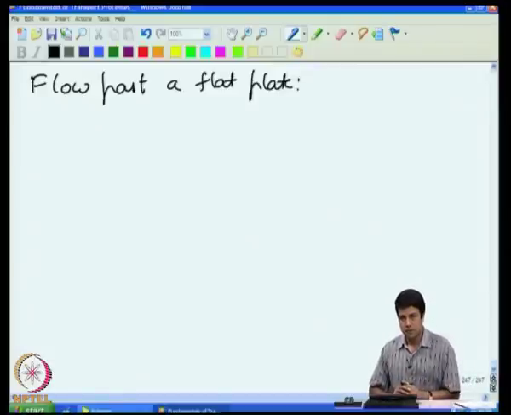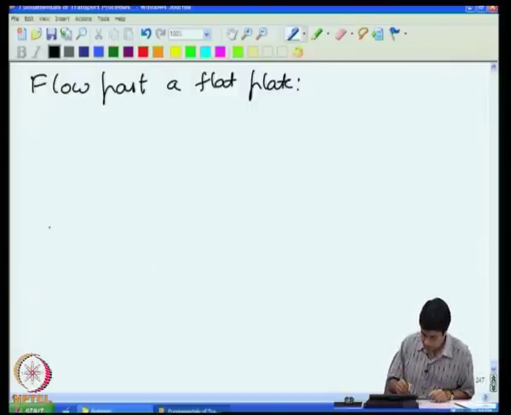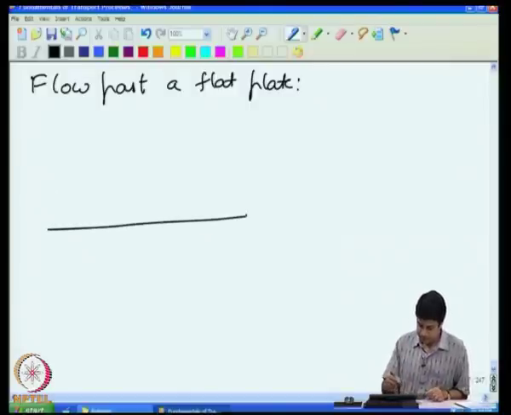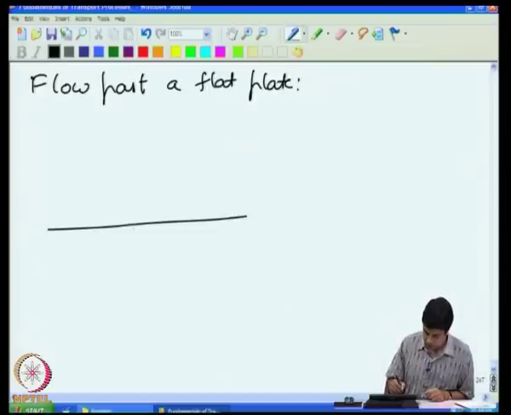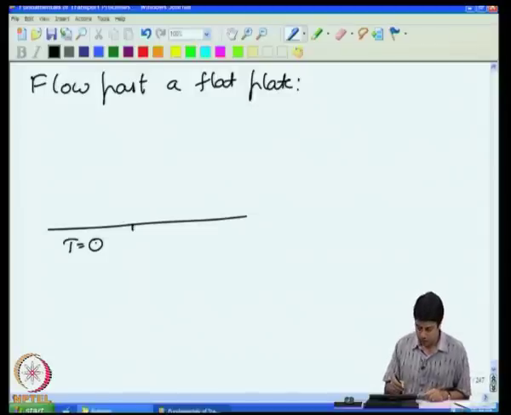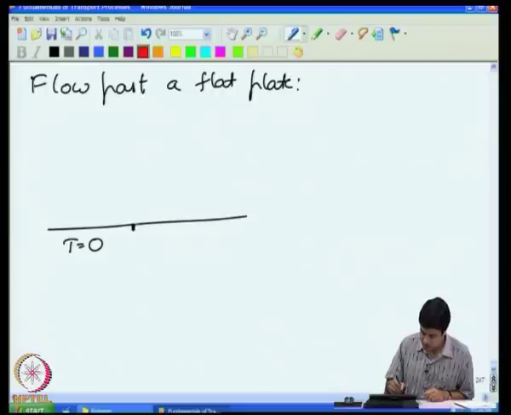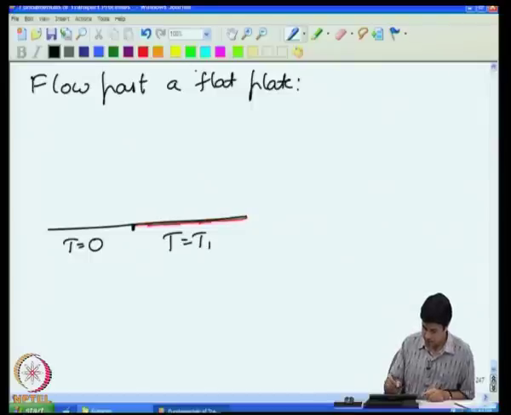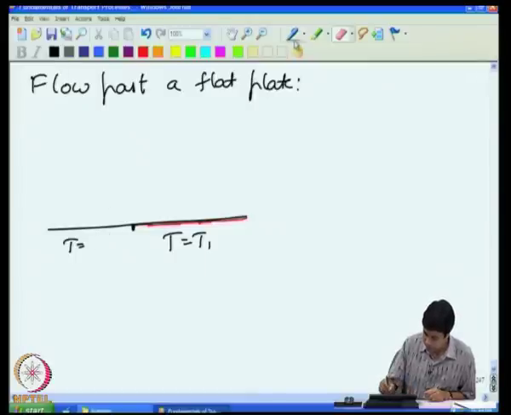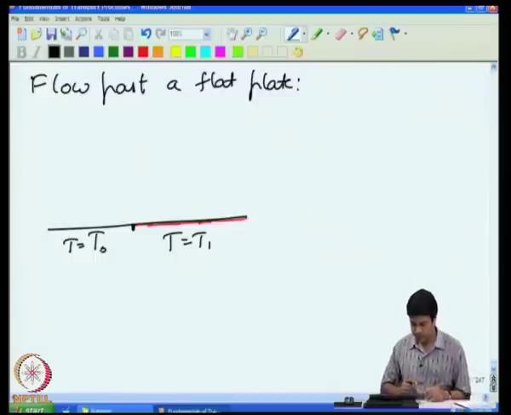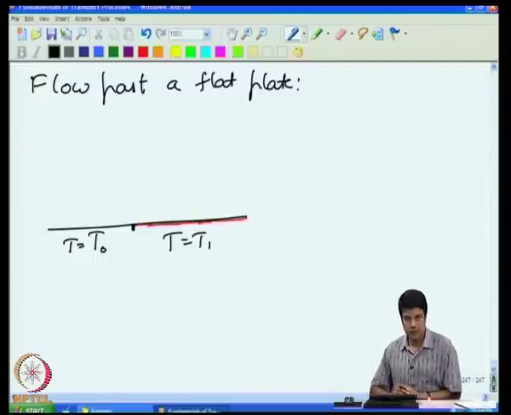We consider solution of the conduction equation in the flow past a flat plate. So, I have a flat plate here, and at a particular location the temperature is instantaneously increased to a higher value. So, T is equal to T 1. Let us just rather than 0, write this as T naught. So, at this particular location you are starting to heat the fluid.